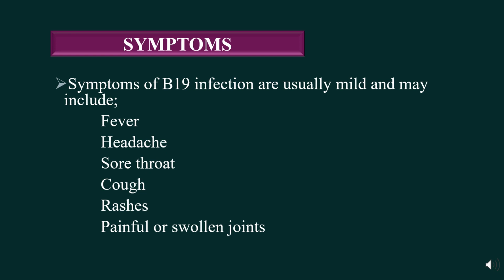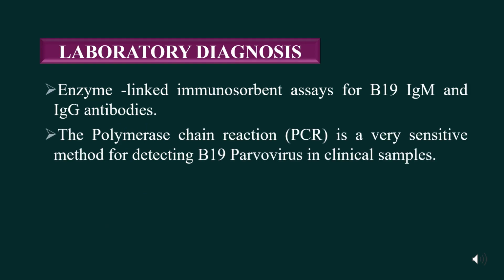Symptoms of B19 parvovirus infection are usually mild and may include fever, headache, sore throat, cough, rashes, and painful or swollen joints. Laboratory diagnosis: enzyme-linked immunosorbent assays for the diagnosis of B19 IgM and IgG antibodies. PCR is a very sensitive method for detecting B19 parvovirus in clinical samples.